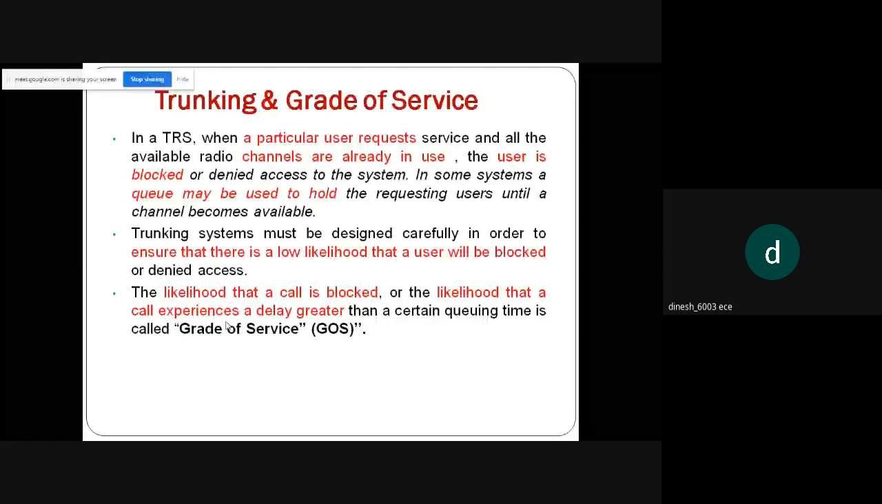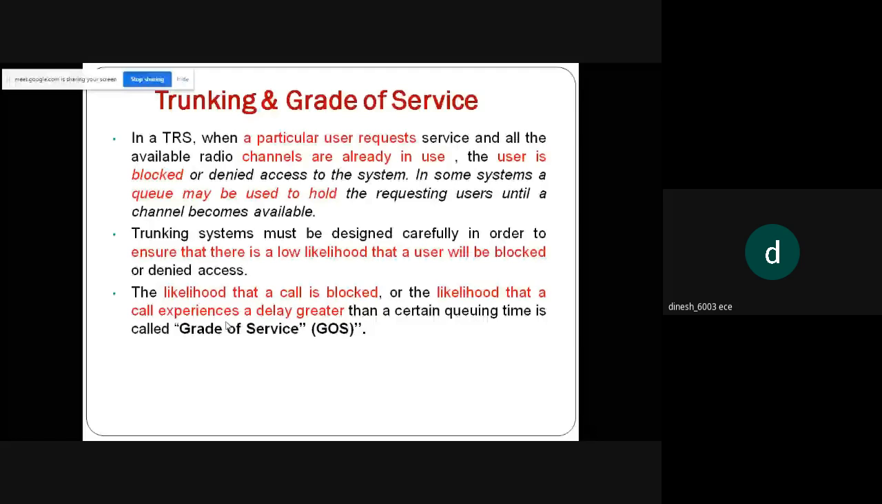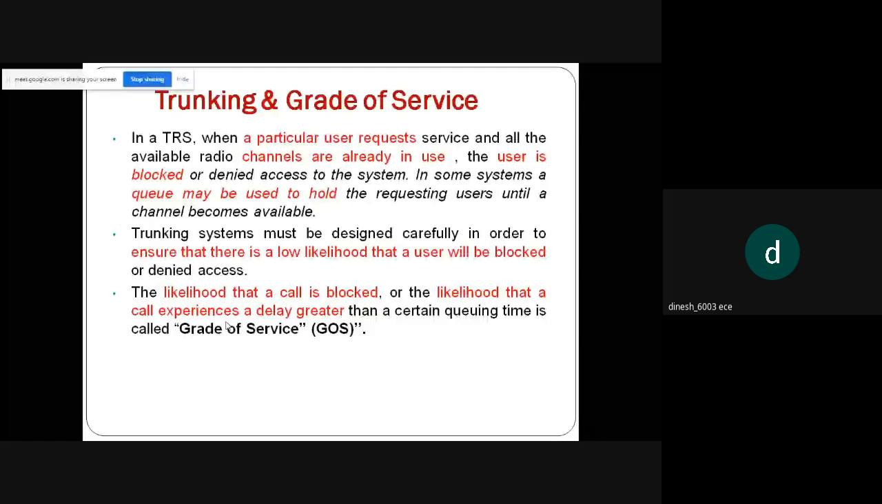Next is trunking with grade of service. In a trunking radio system, when a particular user requests service and all the available radio channels are already in use, the user is blocked or denied access to the system, as we have discussed earlier. And when all conversation channels in the entire cell are exhausted, either the call will get terminated or it gets blocked. So trunking systems must be designed carefully in order to ensure that there is no likelihood that a user will be blocked or denied access.